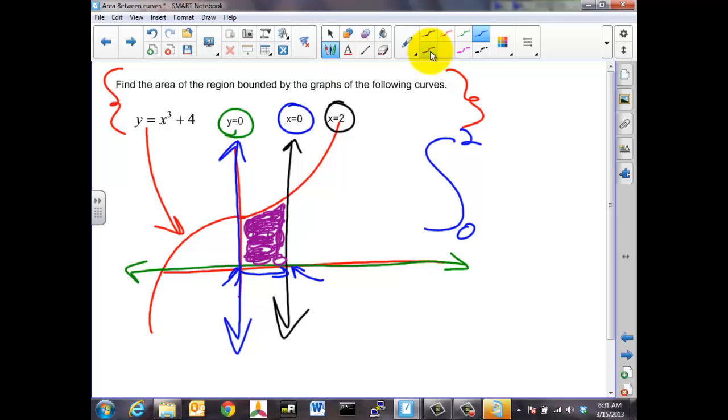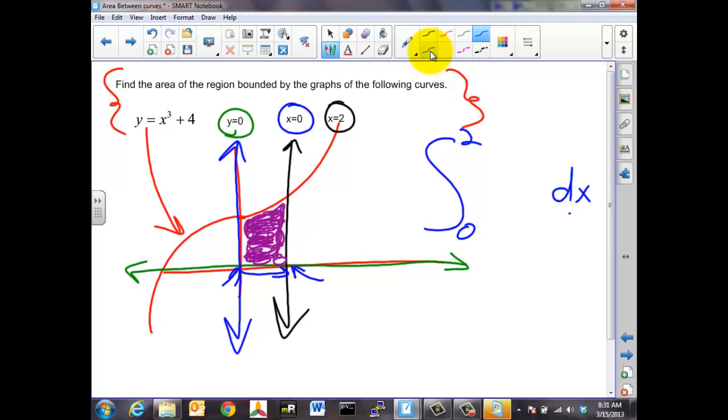So what variable are we integrating with respect to? X equals 0 and x equals 2. These are both x numbers, so that means we're integrating with respect to x. Why is that important? That means whatever's in here, the only variable it can have in it is x.